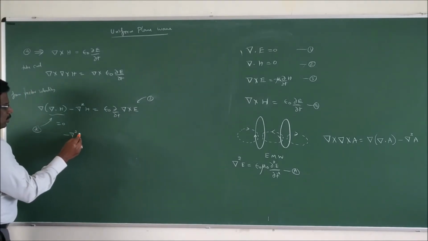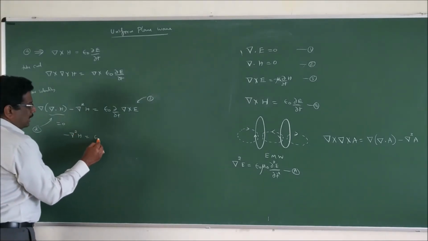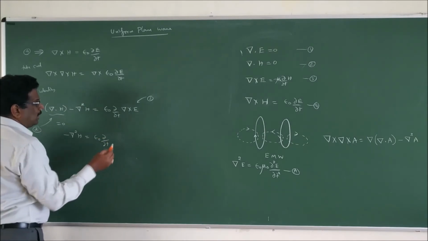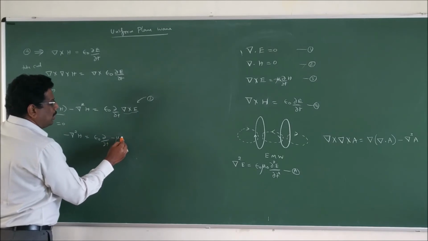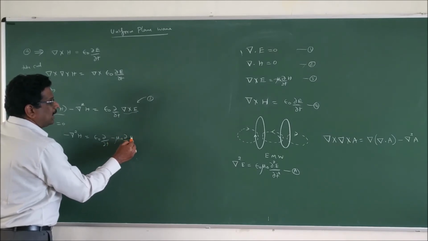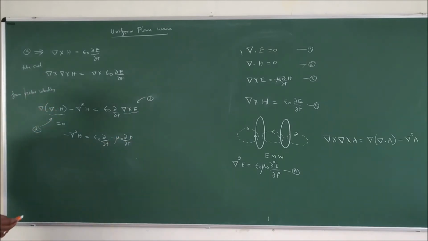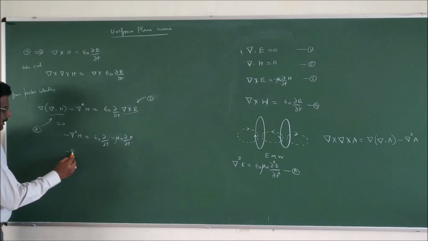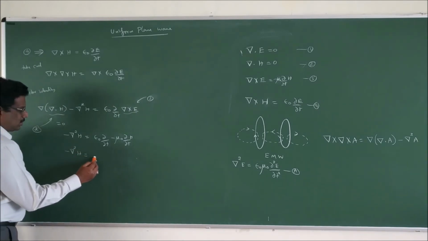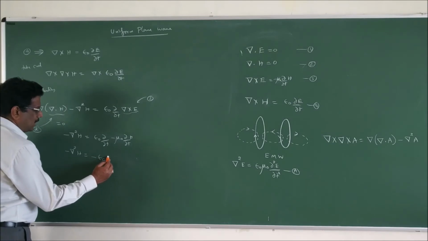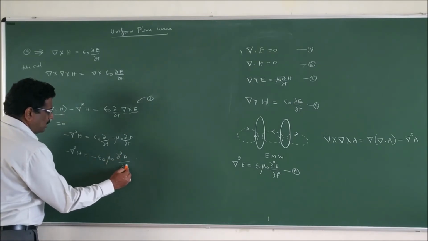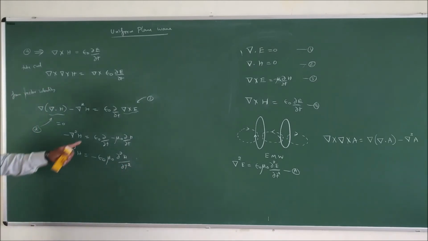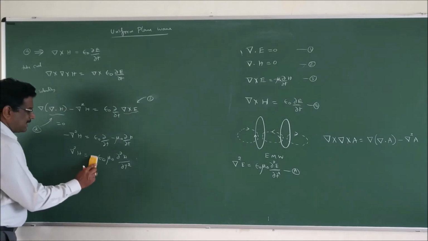Minus del square H equal to epsilon naught dou by dou t of, instead of del cross E, minus mu naught dou by dou t H. Okay, we will just merge. Minus del cross H equal to minus epsilon naught mu naught dou square H by dou t square. Am I right? Epsilon naught mu naught, I just merge it. Since both sides are minus, I can just cancel both sides.